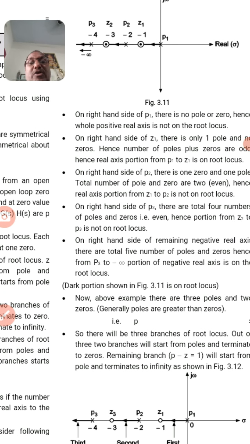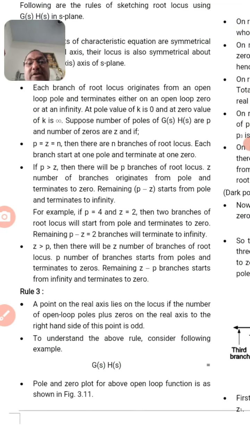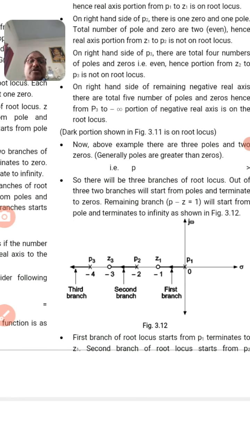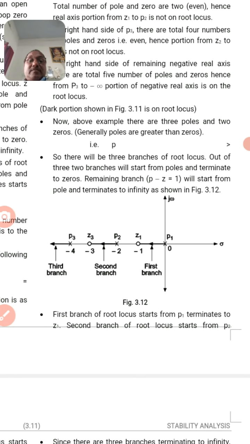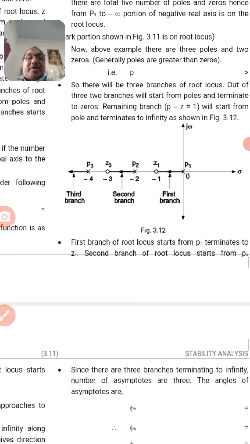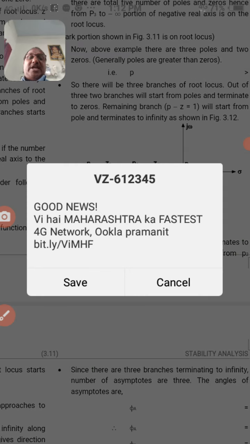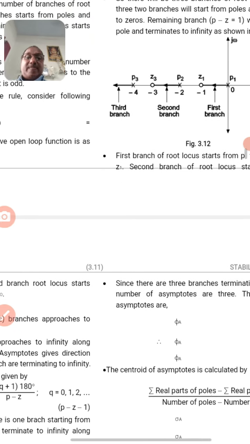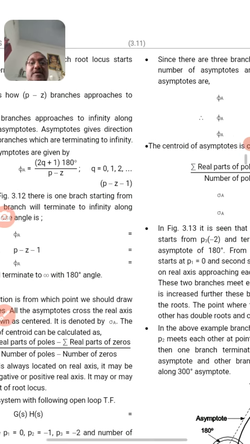And there are no poles on the right hand side of the S plane. So pole 3 is a point on the real axis that lies on the locus, if the number of open loop poles plus zeros on the real axis to the right hand side of this point is odd. Figure 3.12 shows it starts from P1 and ends at Z1. It starts from P2 and ends at Z2. And it starts from P3 and ends at infinity. This is the rule.